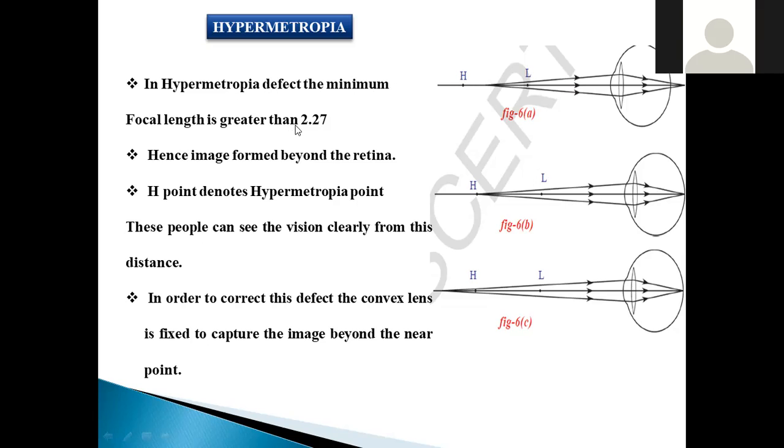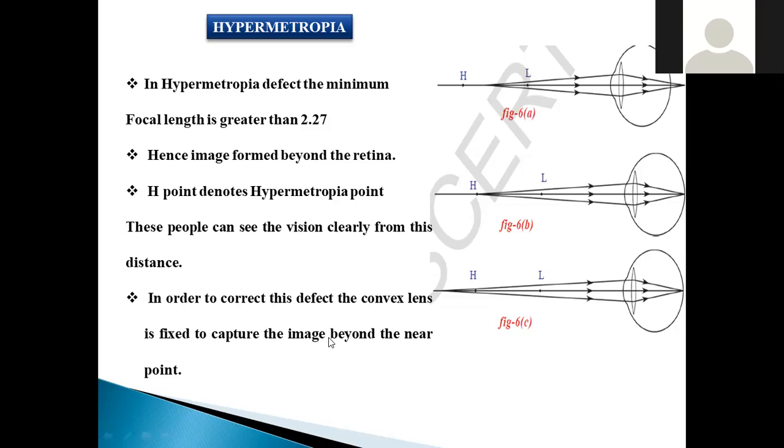In the hypermetropia defect, the minimum focal length is greater than 2.27. So below this 2.27, they are not able to see anything. After this 2.27 distance from the human eye, they are able to see all the pictures which are present away from the viewer. Hence, the image is formed behind the retina. So away from the retina, the image will be formed, and the picture will become a blurred one, right? These people can see clearly from a distance. Distant objects are very clear, but closer objects are very blurred in nature.